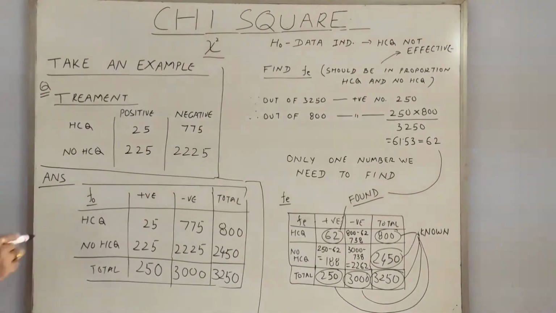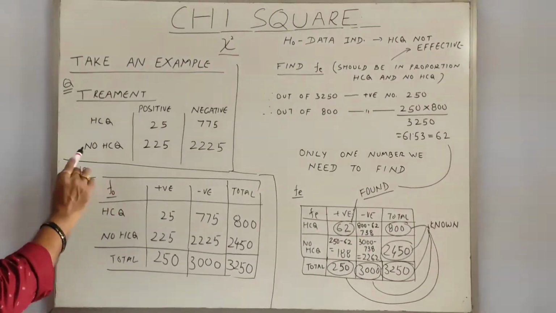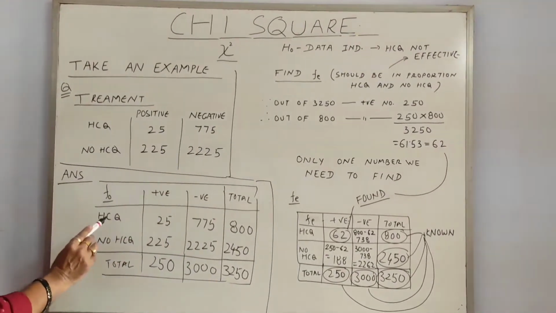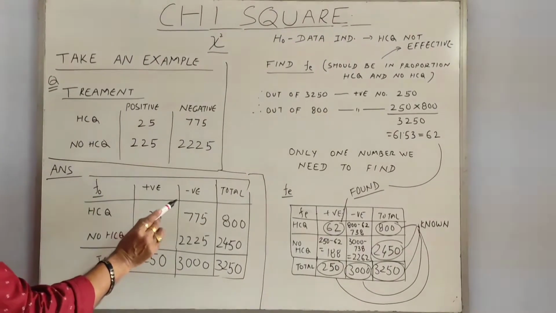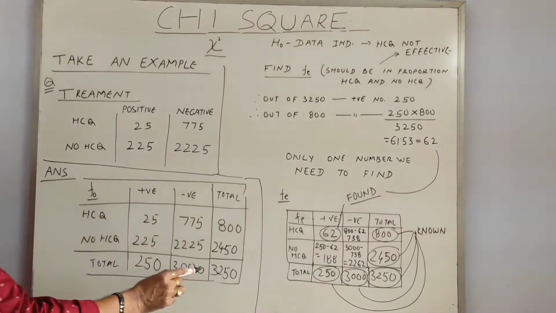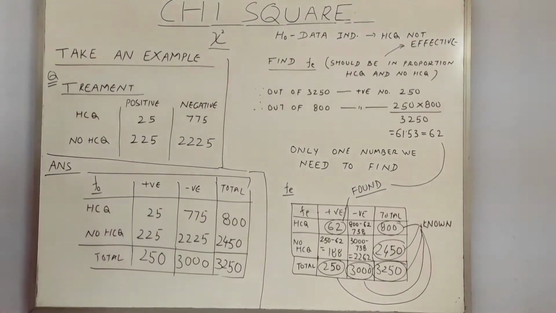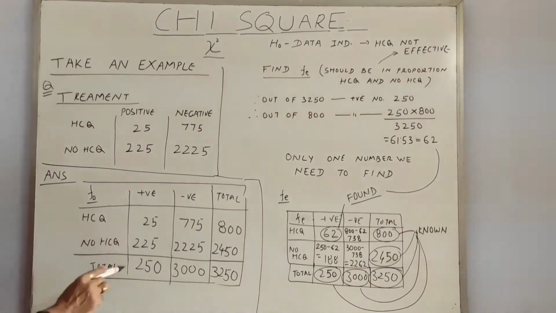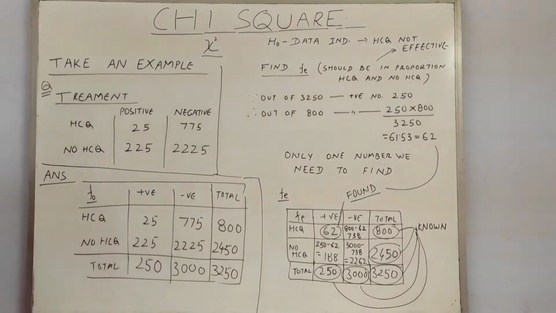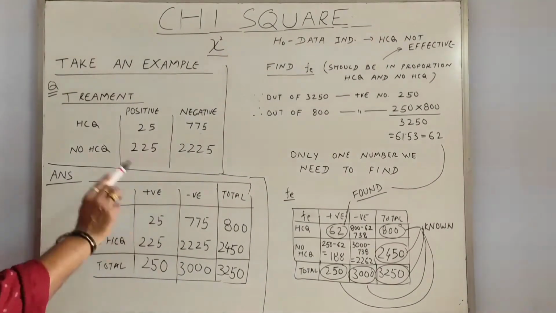So we have to find FO. These figures are actually observed frequencies. So these are our FOs: 25, 775, 225, 2225, and the totals are given on this side, that is, the marginal ones. This plus this is 800, this plus this is 2450, 25 plus 225 is 250, 775 plus 2225 is 3000, and this is 3250. So in short, we have got the 4 FOs.